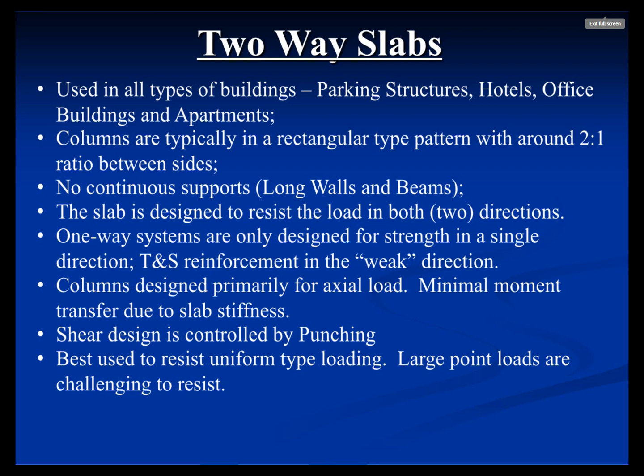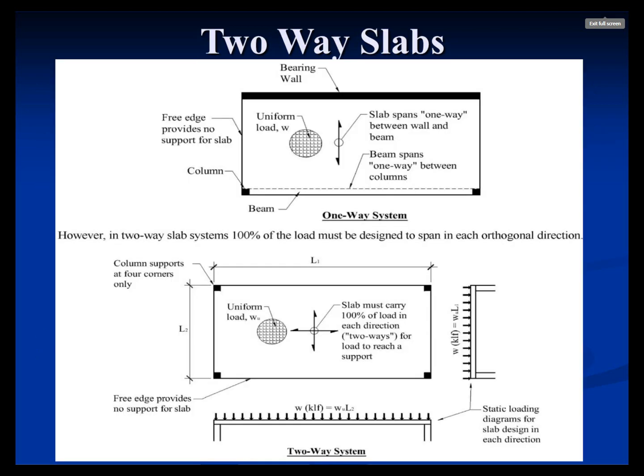So if you have a bank vault situation where you have one large vault with a very large post load or 4-point loads, maybe you need some beams in those localized areas. But in general, because of how we drape the strands and the relative thinness of the section, a uniform type loading is the best application.